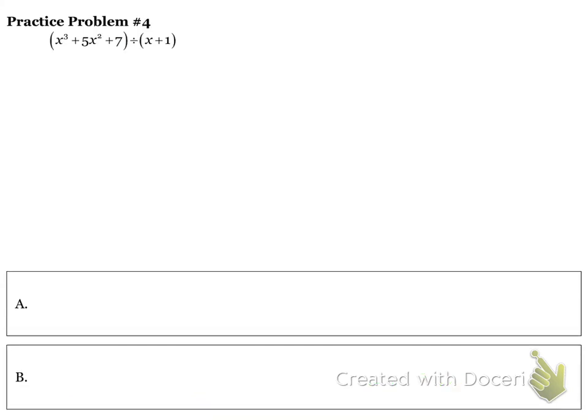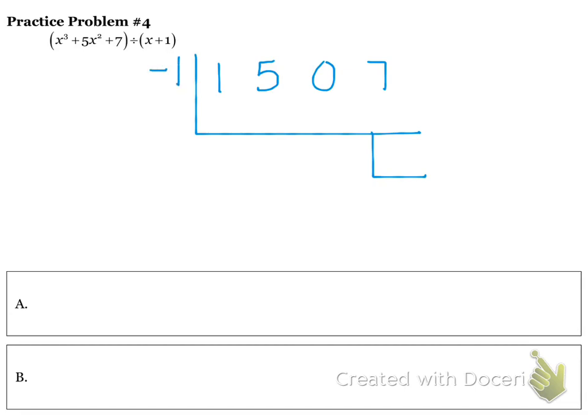Okay, problem number 4. It also needs a placeholder. So we're going to start with our cubic, our quadratic coefficient, and we don't have a linear one, so this is where we need the 0. And then our last constant value is 7. And then we're going to do -1 on the outside. So we bring the 1 down. -1 times 1 is -1, plus 5 is 4.